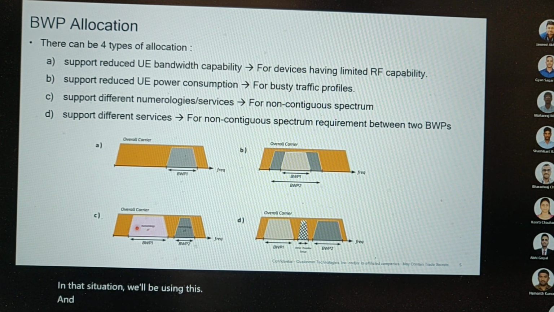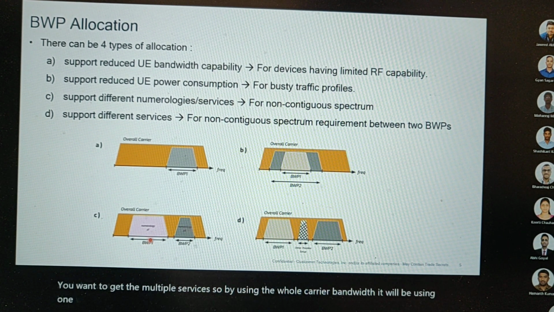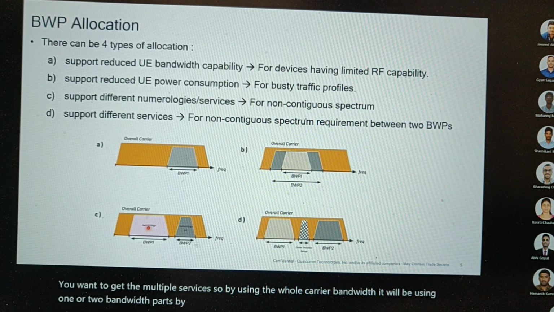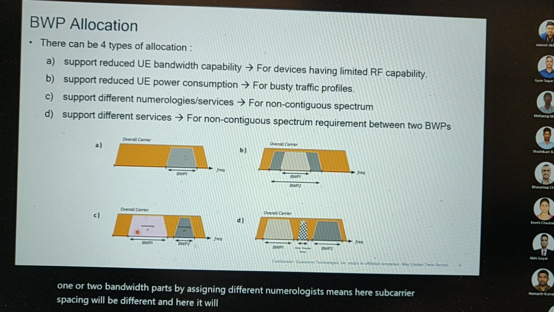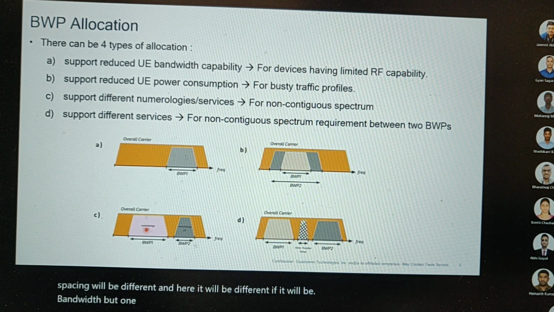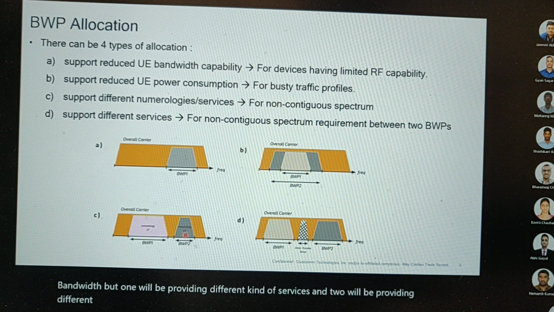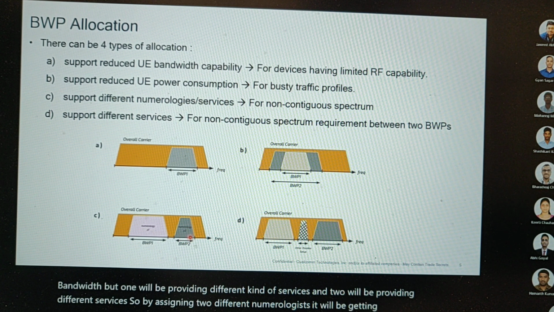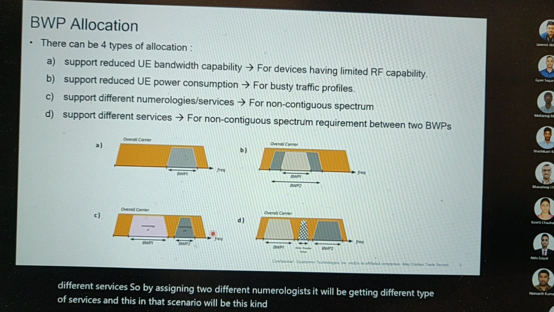And the next one, where the UE wants to get multiple services. By using the whole carrier bandwidth, it will be using 1 or 2 bandwidth parts by assigning different numerologies. That means the subcarrier spacing will be different here and different there. Bandwidth part 1 will provide one kind of service and bandwidth part 2 will provide different services. So by assigning 2 different numerologies, it will get different types of services, and in that scenario this kind of allocation will be preferred.